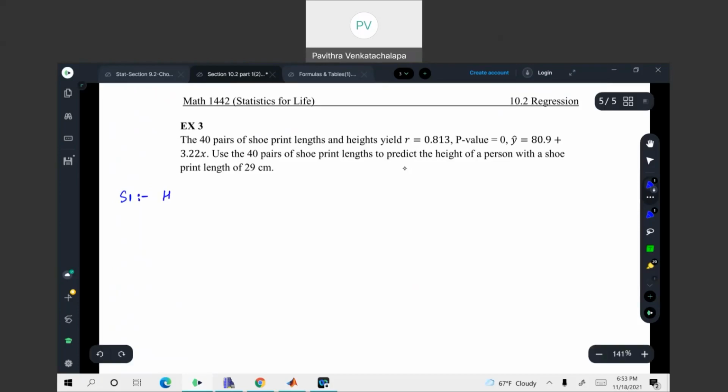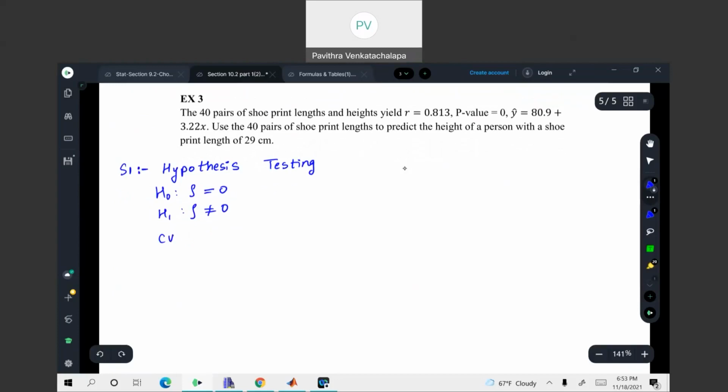Step 1, hypothesis testing. We need to check whether it is a good model or not, and then we can use the equation. So for that we will write H naught. This alternative and null hypothesis will be written in this way for all the problems. Then you find a critical value. So the critical value is 0.312.